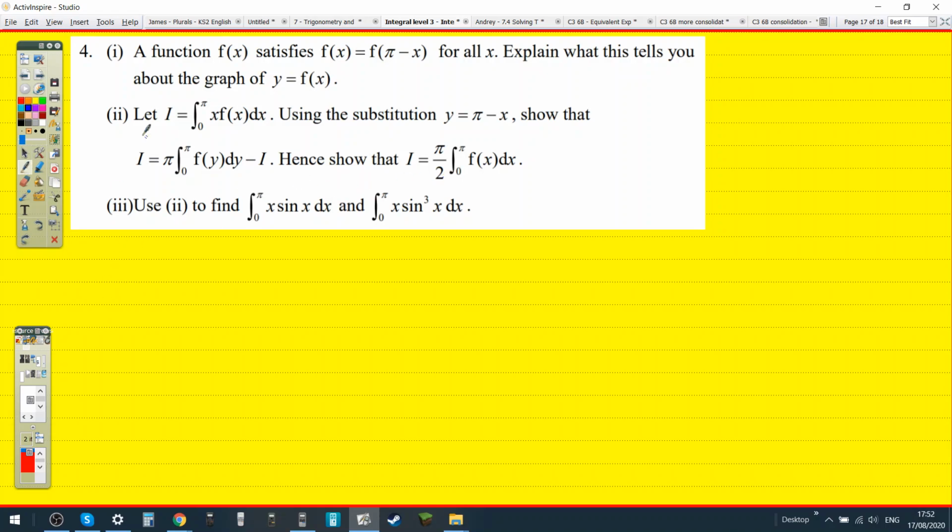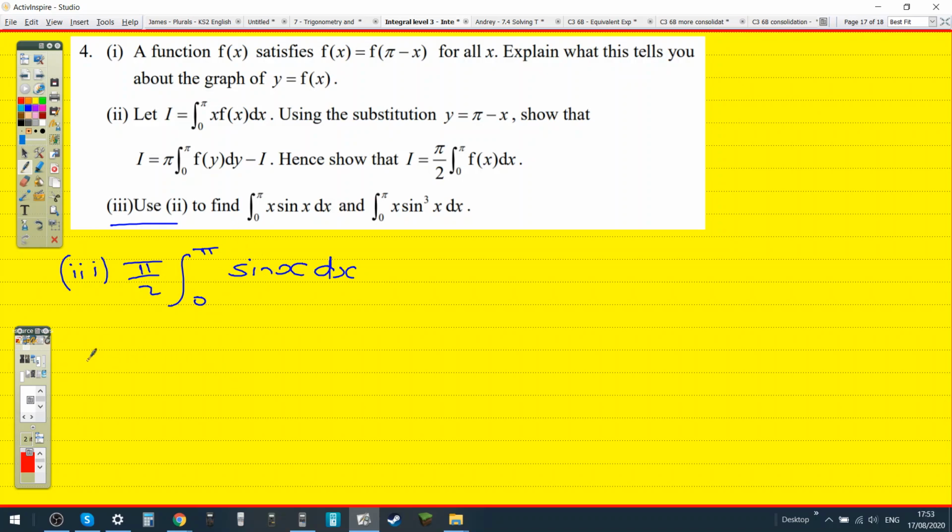Okay, part 3. Use part 2. I didn't even get part 2. How are you going to use it to find stuff? Okay, they give you the results, so it's not that bad. x sine x. That means f of x is sine x, so it's pi over 2, outside, and then pi and 0 are the limits, sine x dx. So the integral of sine x is just minus cos x.